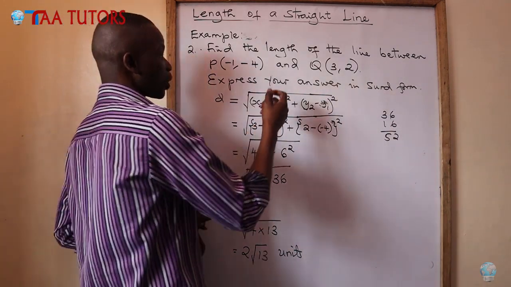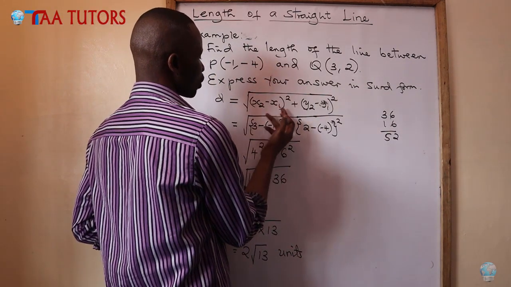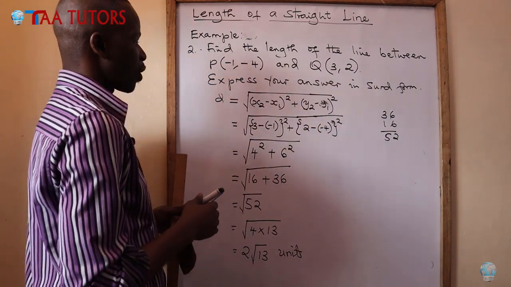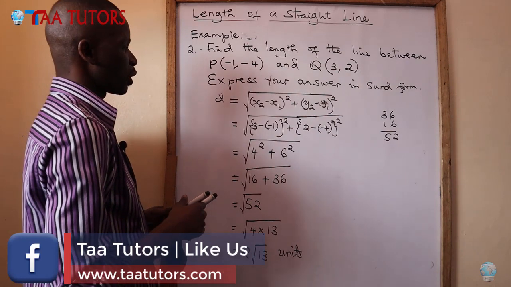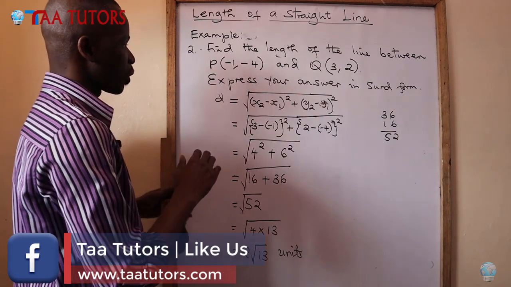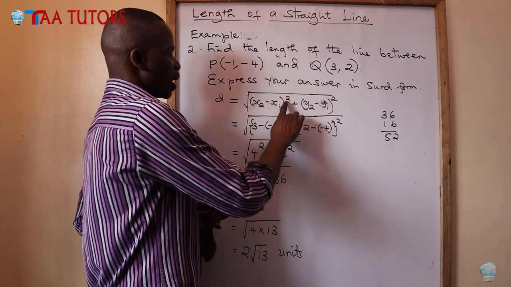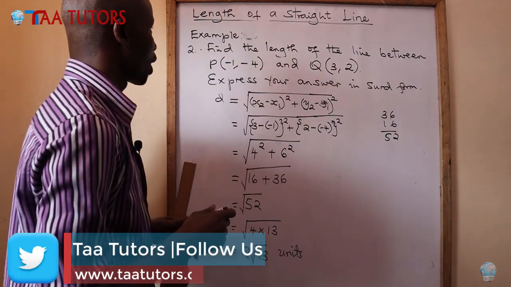Remember also that we have said x2 minus x1. You can also say x1 minus x2. It doesn't matter the order in which you arrange them. The answer you are going to get is still the same, because we are basically looking at the difference. Whether that difference is negative or positive, the square will take care of it.